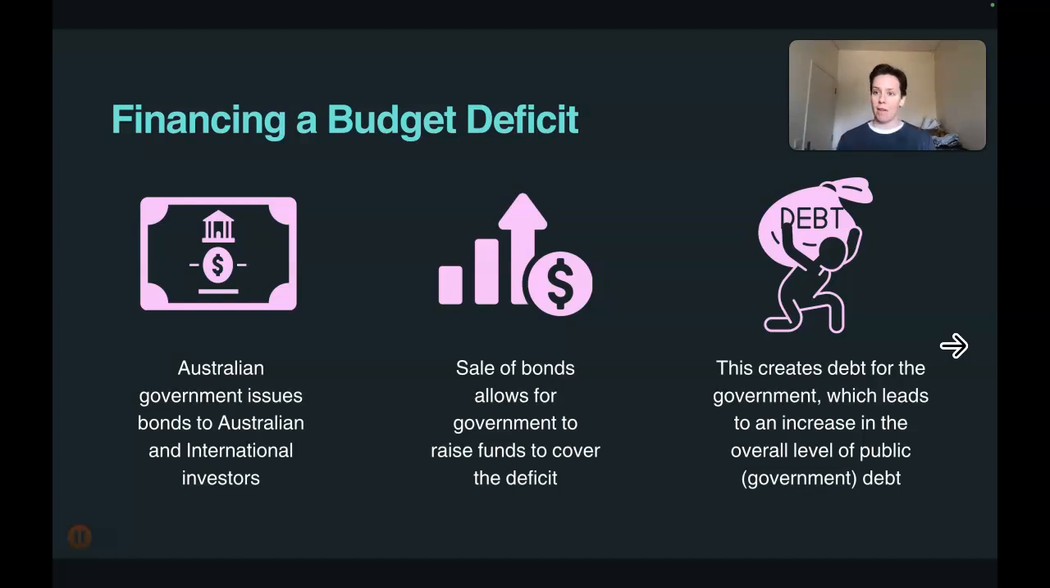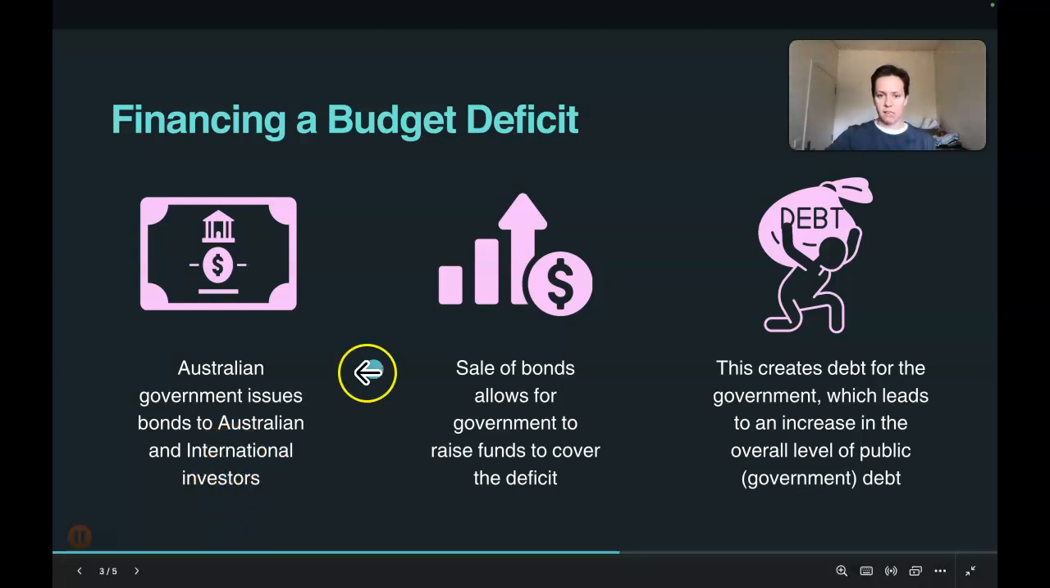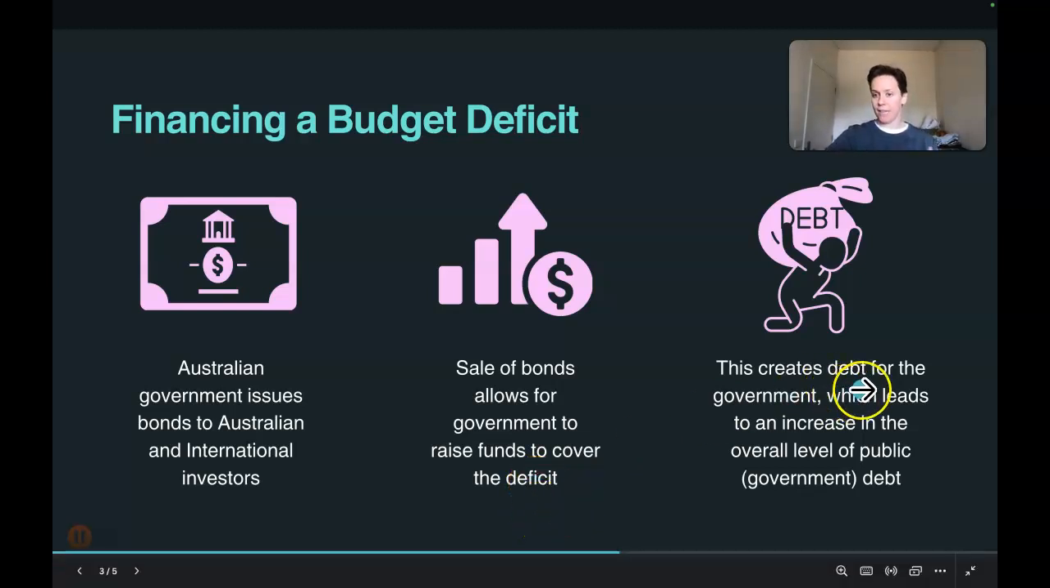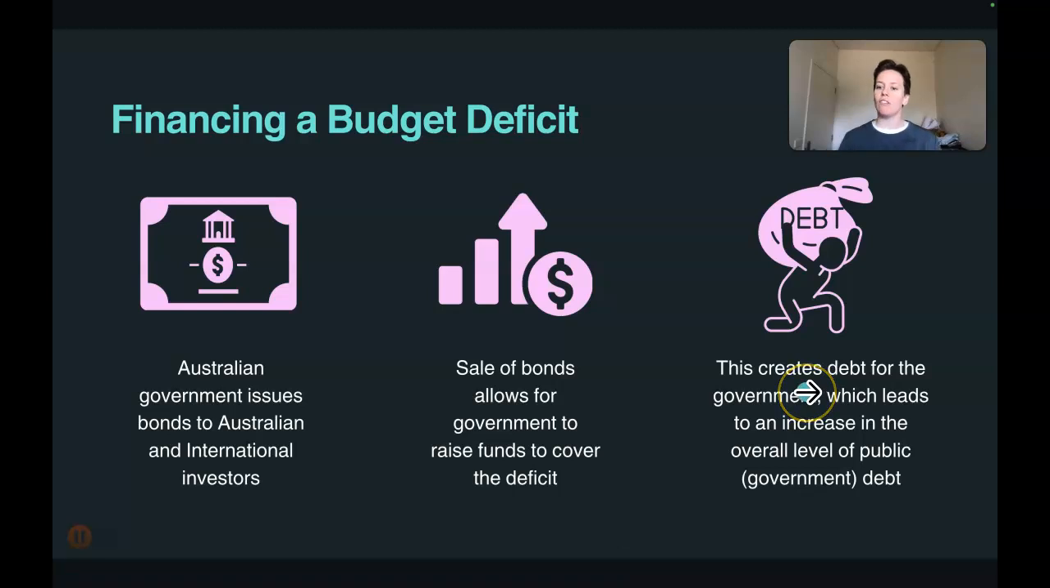And then once the government has obviously issued these bonds, they're able to raise that money in order to finance the budget deficit. Okay, so the Australian government issues bonds to the Australian and international investors. The sale of the bonds allows for governments to raise funds to cover the deficit. So it creates debt for the government, okay, which leads to an increase in the overall level of public debt.